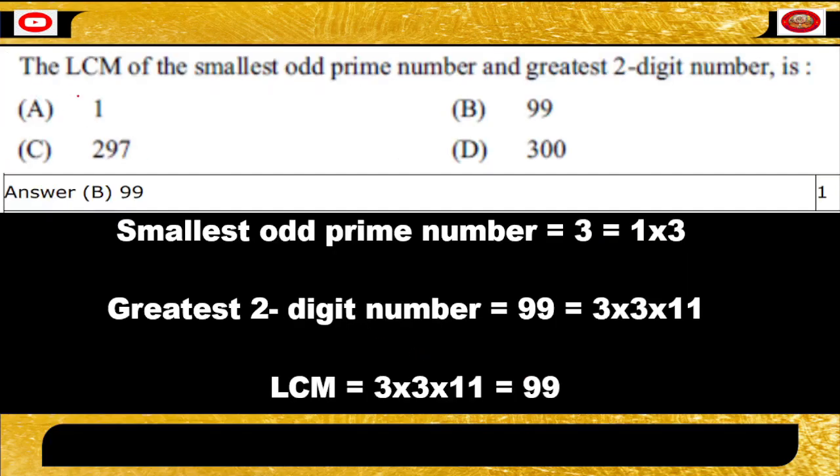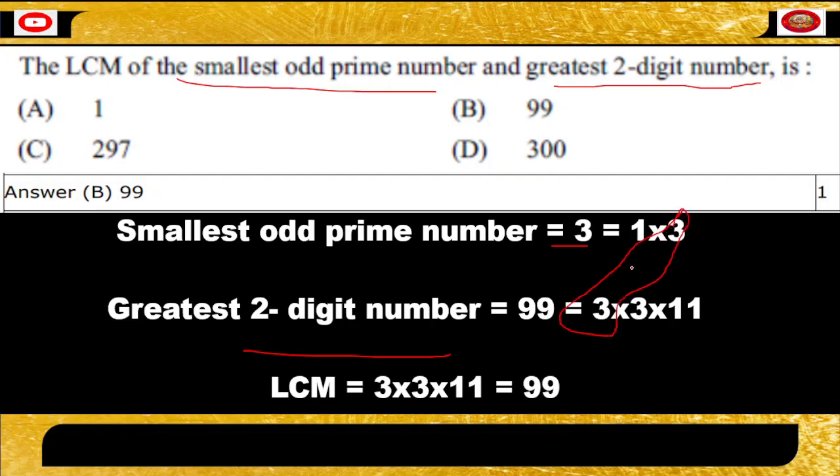Next question. The LCM of the smallest odd number and the greatest 2-digit number is? The smallest odd number is 3. The greatest 2-digit number is 99. 3 can be written as 1 into 3. 99 can be written as 3 into 3 into 11. 11 3s are 33, 33 3s are 99. For the LCM, we write 3 into 3 into 11. That means 99 is the LCM.